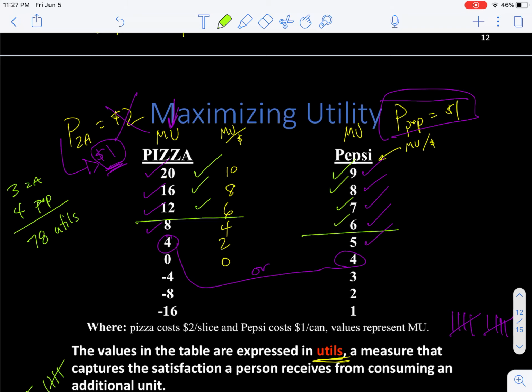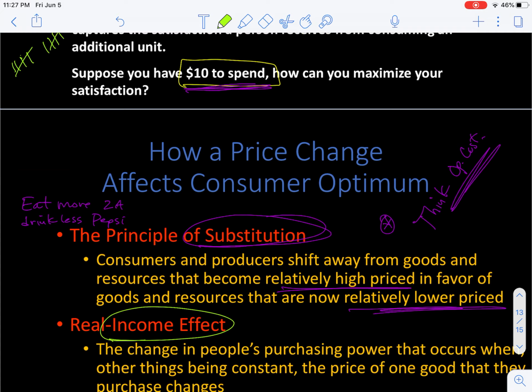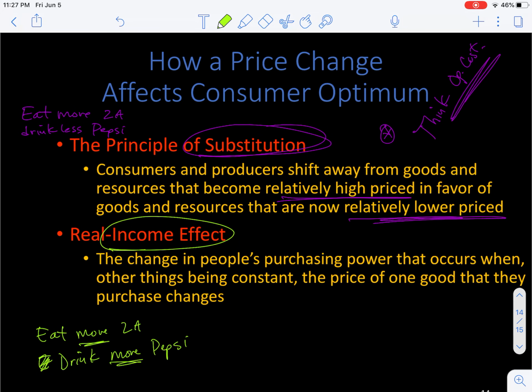And if you look up here, after the price change, did you eat more pizza? Yes, you had one or two more slices of pizza. So both of them suggest you should eat more pizza. In our example, you did consume more pizza. That all makes sense. Now, what about with regard to Pepsi? Well, the substitution effect says, hey, stay away from Pepsi, right? It says Pepsi is relatively more expensive. You should substitute away from that, right? Less Pepsi, spend that money on pizza.